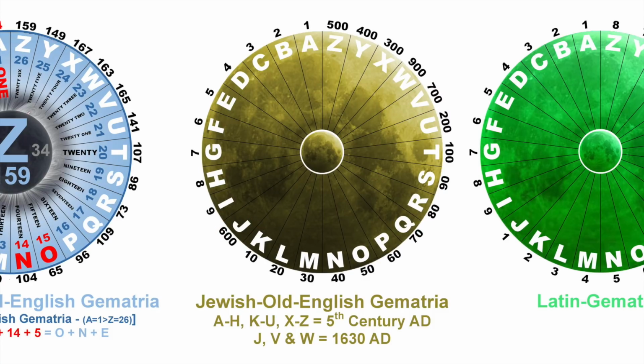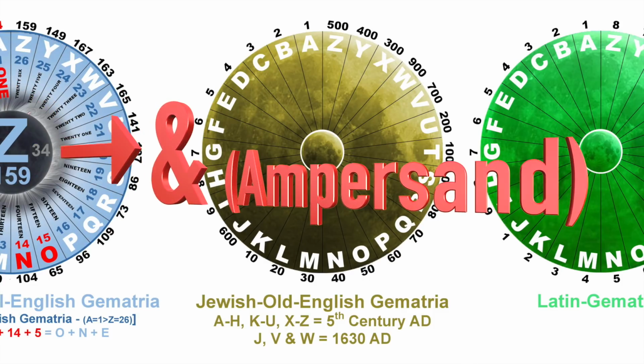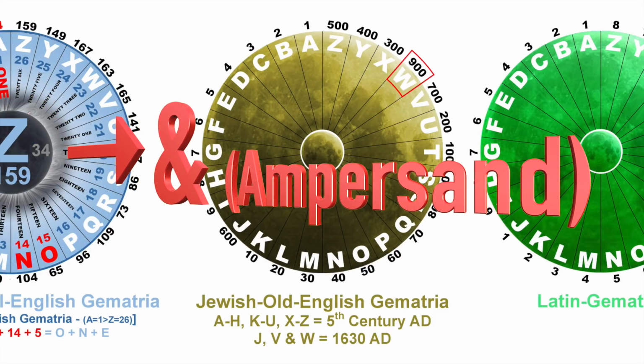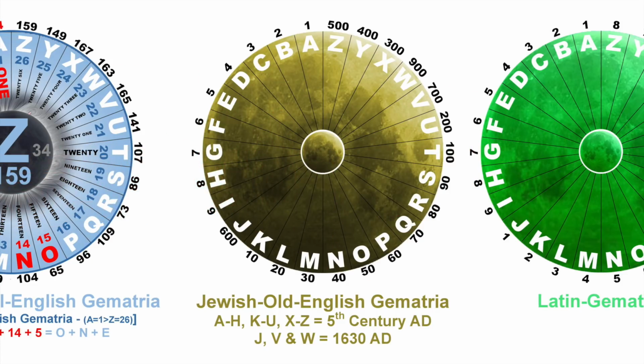The additional complication to all this is the pre-existent, however now defunct, letter ampersand that pushes the value of W from 800 to 900, since it was a part of the English alphabet at the time and was technically considered as the 27th letter of the English alphabet after the inclusion of J, V and W.